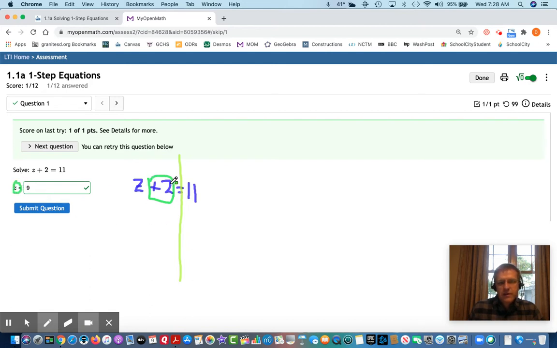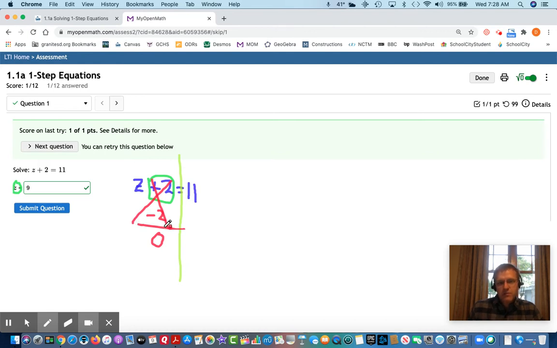So in order to get the z by itself, I have to get rid of this plus 2. The plus 2 is what's preventing us from having the answer that we want. So to get rid of the plus 2, we need to do its opposite. If it's a plus 2, we need to get rid of it by doing a subtract 2. Why? Because 2 minus 2 is 0. So that makes this part go away.